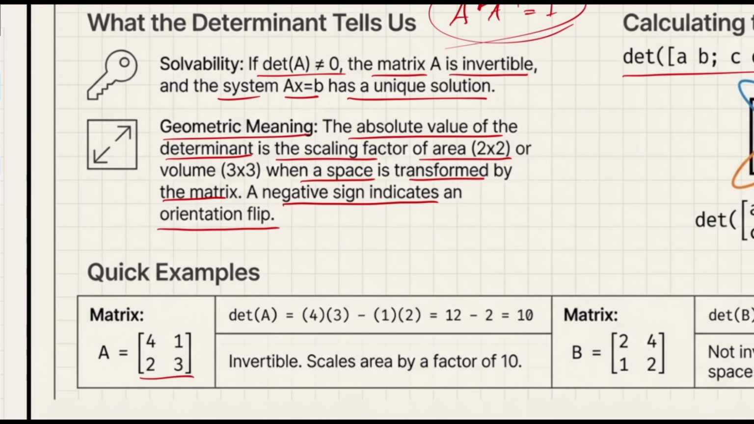Determinant of this one, how we can find it? 4 times 3 subtracted by 2 times 1. What did you get? 10. What does that mean? It means that this guy is invertible because the determinant is not 0. And it scales area by a factor of 10. Whatever you multiply by this number is going to scale everything by 10.